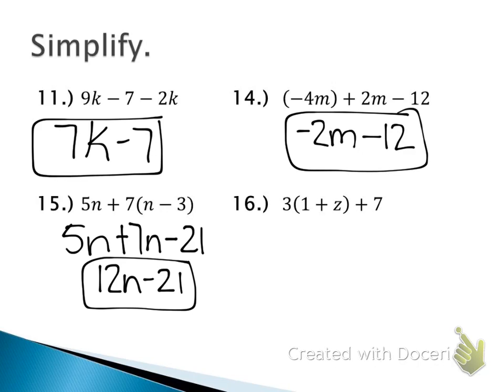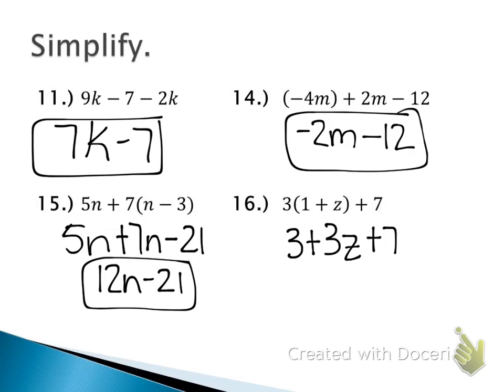On number 16, again, we've got 2 steps to get to our answer. The first step is distributing. So 3 times 1 is 3, plus 3 times z is 3z. The 7 at the end, we're just adding on to the end. So we only distribute when something is right in front of a set of parentheses without an addition or subtraction sign in between it. So the 3 gets distributed, the 7 does not.